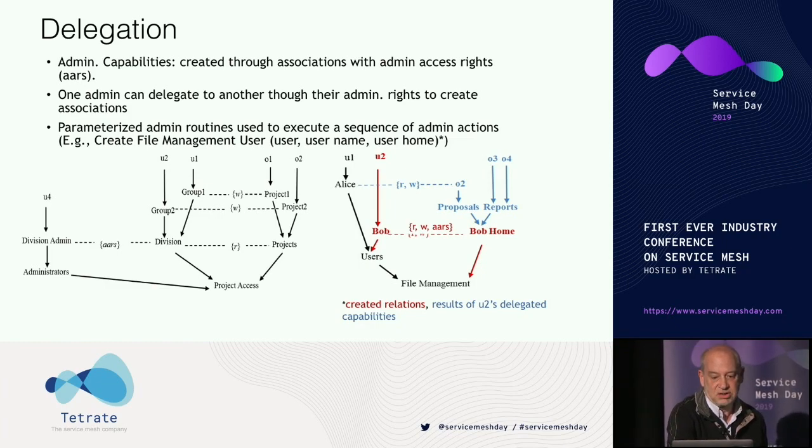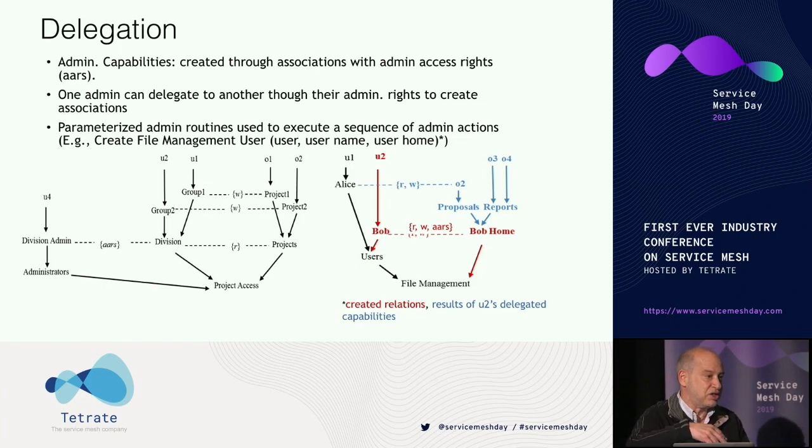relations. So in this particular example, create file management user might create an association using Bob as the name attribute with read and write permissions to objects in Bob's home, but also give him administrative privileges. Based on those delegated privileges, Bob, or user 2, would be able to create containers in his home directory. He would be able to create objects and put them in the containers, just like you would do in a regular file management system, but he has those privileges through NGAC permissions. He would also be able to grant somebody else privileges to the objects that are in his home. In this particular case, Alice is given read and write access to a proposal.